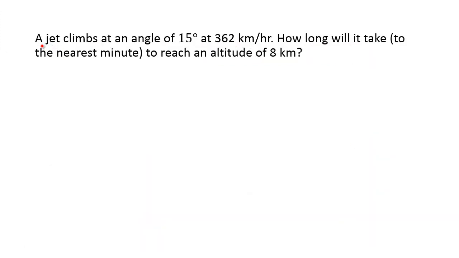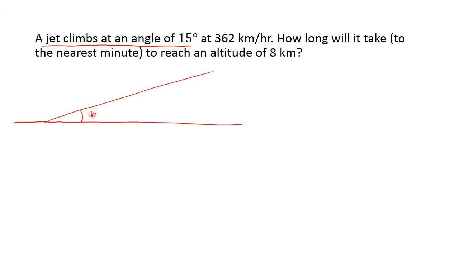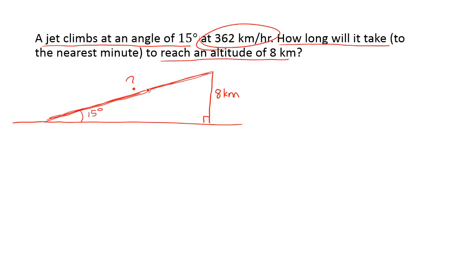Here's another example. A jet climbs at an angle of 15 degrees. So we can draw the line of sight, or the base, and then the 15 degrees. It climbs at 362 kilometers per hour. And the question is, how long will it take, to the nearest minute, to reach an altitude of 8 kilometers? So we want the altitude to be 8 kilometers, and we're not sure of this here. Now, they don't actually want the distance, but in order to figure the question out, we need to find the distance. So therefore, let's call the distance x.